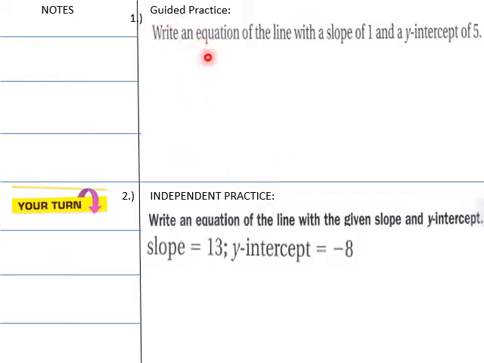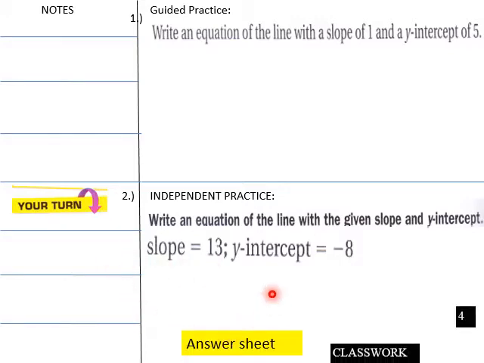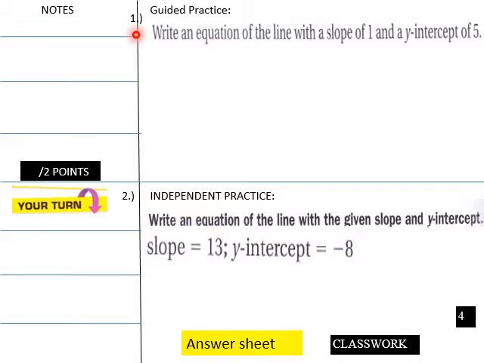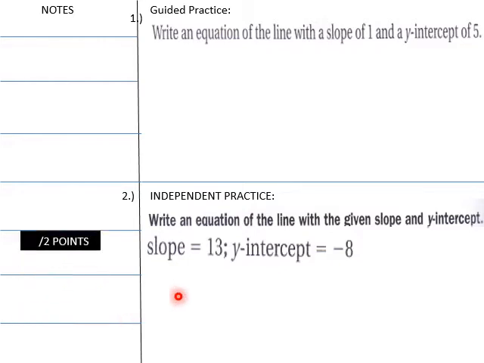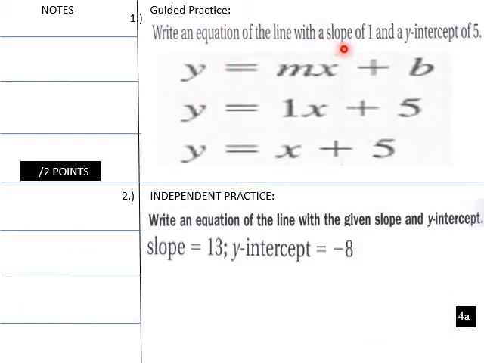Okay, into our first guided practice. Write an equation of a line with a slope of 1 and a y-intercept of 5. Students, this is yours down here. Ours is 2 points. Yours is 4 points. Pay attention so you can get your 4 points, okay? So for our guided practice here, here's our equation of a line in the slope-intercept form. We plug in our values here, 1x plus 5. There is your equation for this line here. And then for your students, do it on your own.